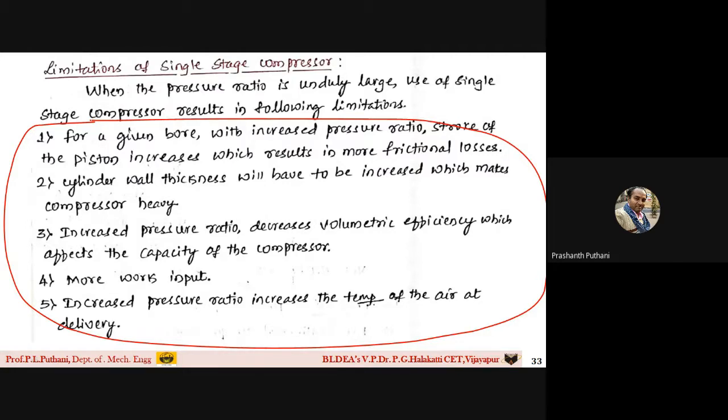So for a given bore ratio, if there is an increase in pressure ratio, then what happens? The stroke of the piston increases, due to which there are more frictional losses. This is the first important point. As this happens, sometimes even the cylinder wall thickness has to be enlarged, which means the compressor becomes heavier in nature. Then with the increase in pressure ratio, there is a decrease in the volumetric efficiency, which means it is affecting the performance of a compressor, so you need to do more work input. There is an increase in work input, and the increased pressure ratio also increases the temperature of air at the time of delivery.